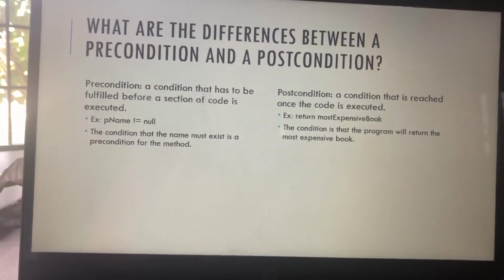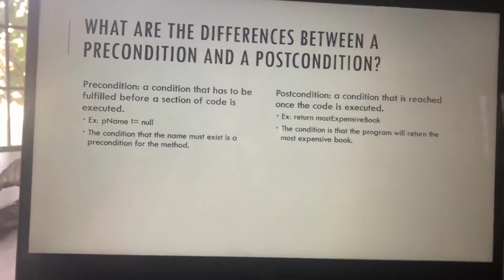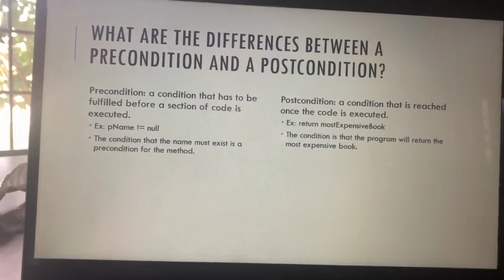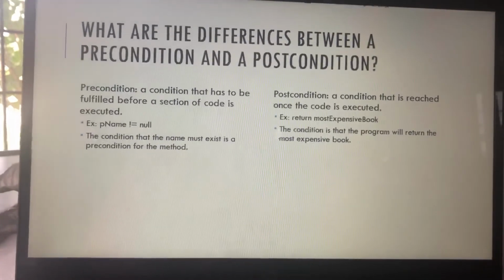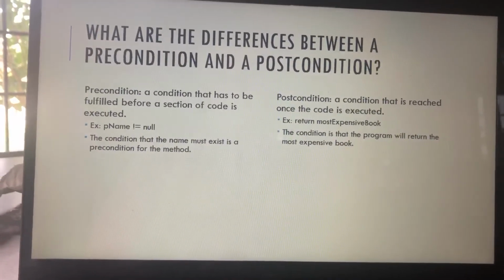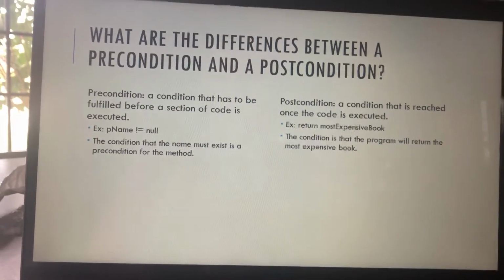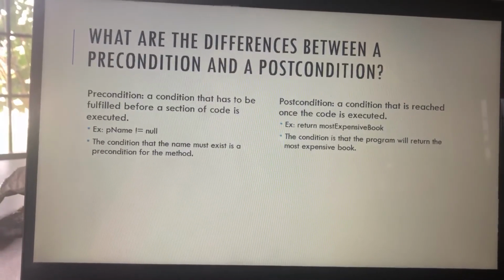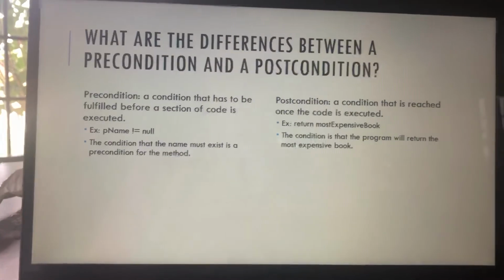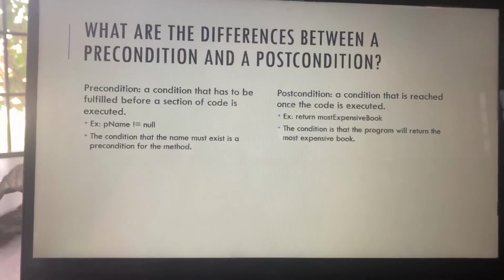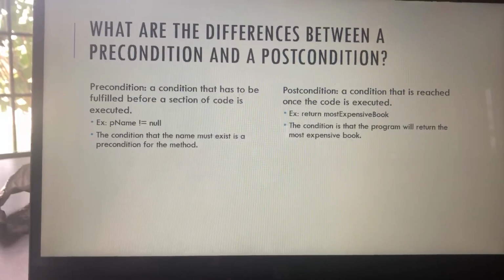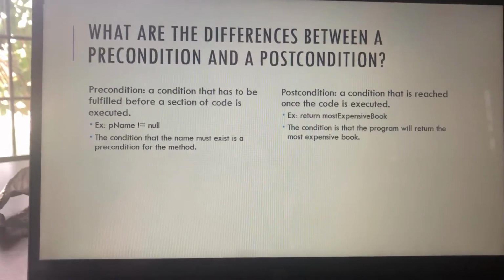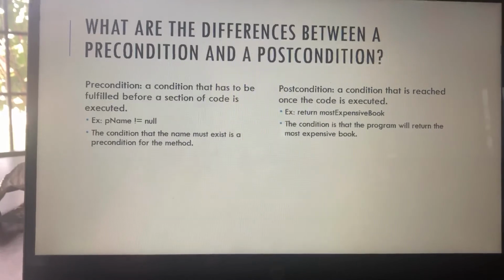What are the differences between a precondition and a postcondition? A precondition is a condition that has to be fulfilled before a section of code is executed. For example, if you're going to search for a song, the name of the song must exist before the song can be searched. That condition, that the name must exist, is a precondition for the method. A postcondition is a condition that is reached once the code is executed. So it's the condition that the program will return the most expensive book in this example. It would be at the end of the code.